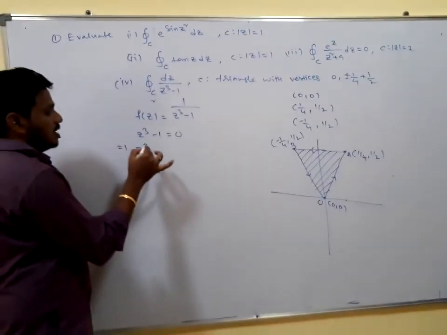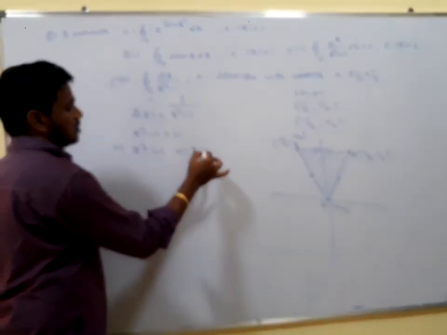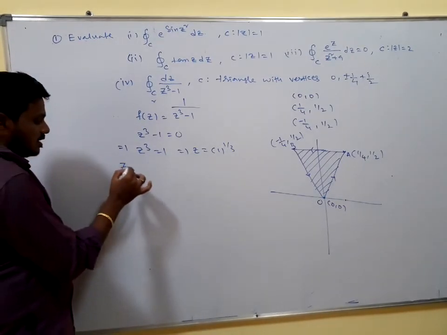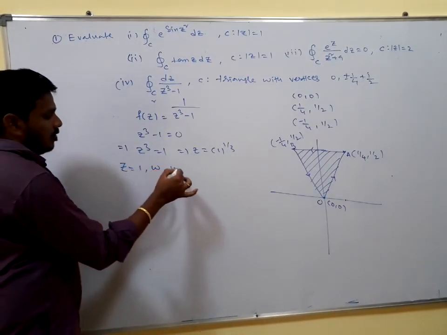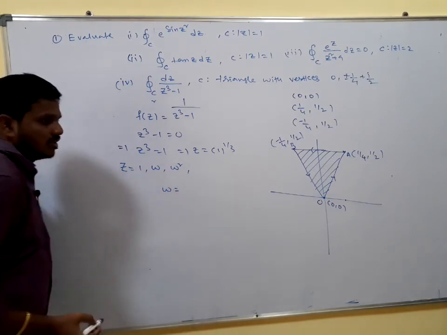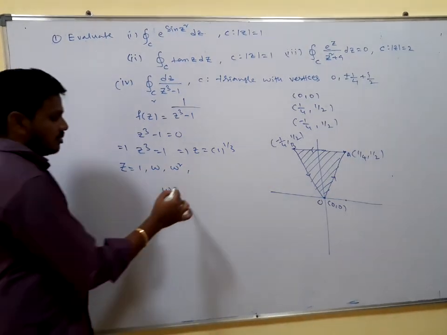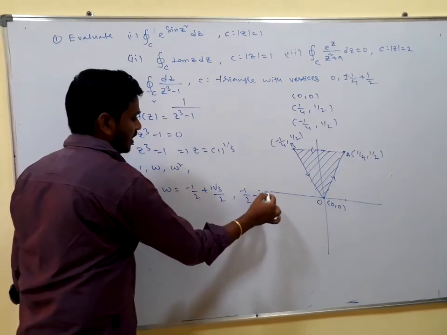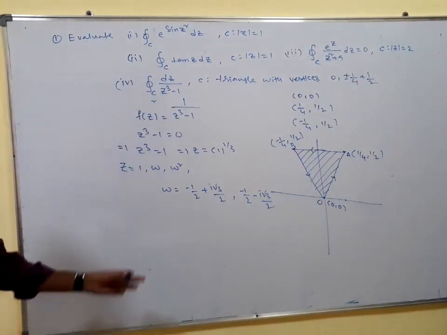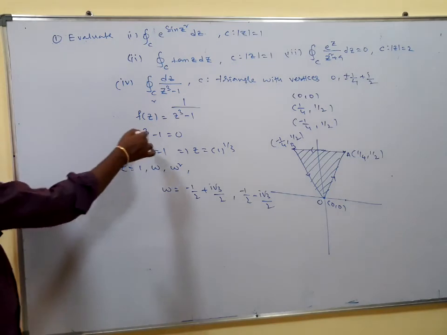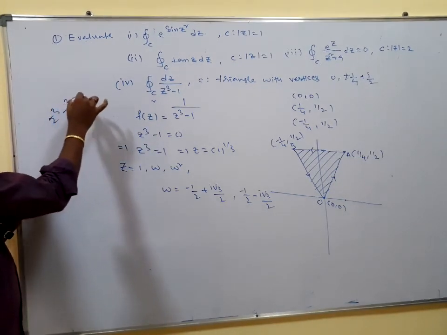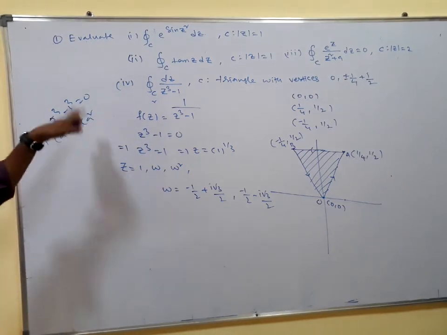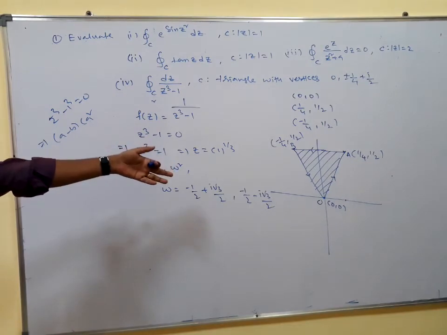So z cube equals 1, that implies z equals 1 to the power of 1 by 3, the cube root of unity. So the z values are 1, omega, omega square, where omega has two possibilities: minus 1 by 2 plus i root 3 by 2, and minus 1 by 2 minus i root 3 by 2. You know how we get this: solving z cube minus 1 equals 0, a cube minus b cube equals a minus b into a square plus ab plus b square, you get z equals 1, and a quadratic equation whose roots are these.